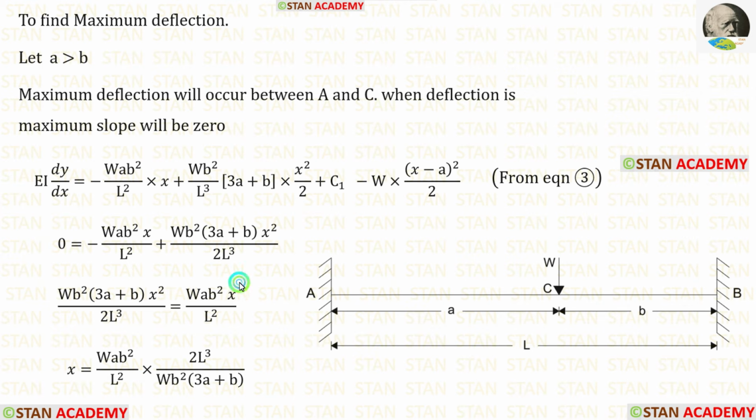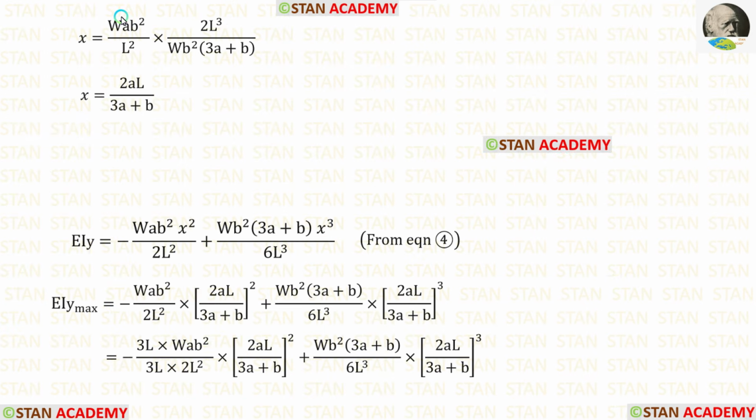According to the condition, we have to make the slope 0 so that we can find the value of x. Let us take this term to the right side, so it will become positive. Then we can eliminate x and the square. Then let us take this to the right side, so it will come inversely. Then let us eliminate Wb square and Wb square. Also let us eliminate this cube and L square. Finally, for x, we get 2aL upon 3a plus b.